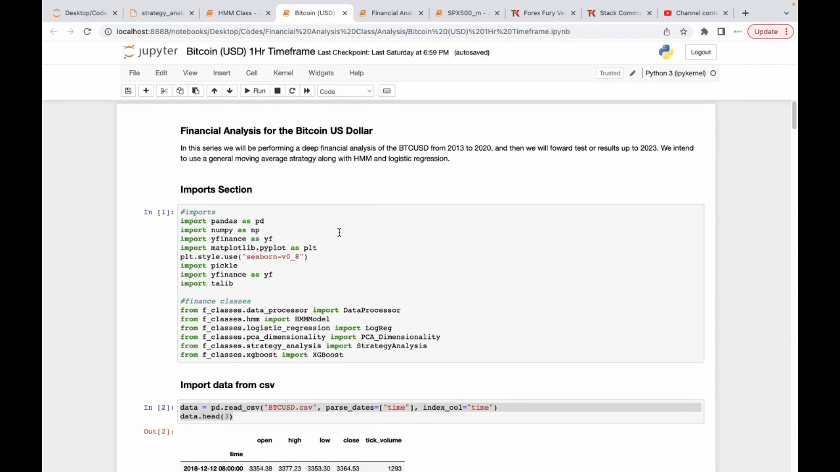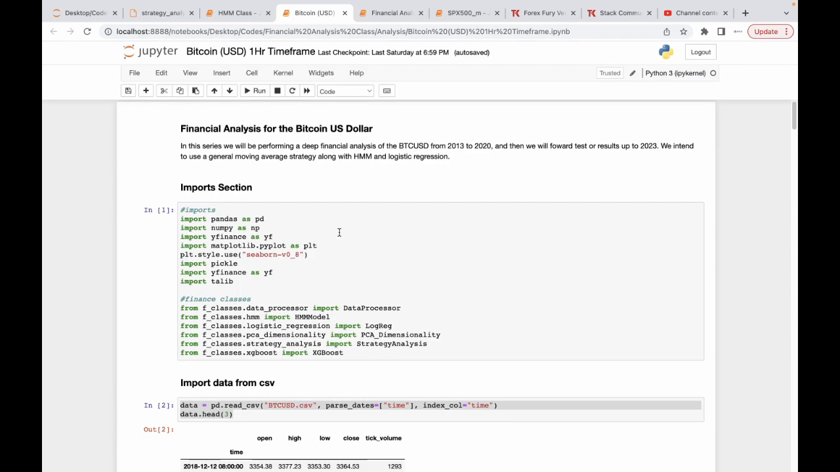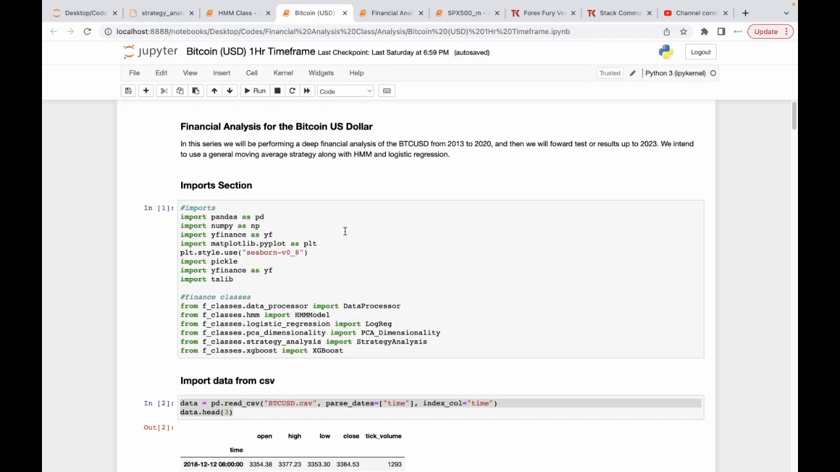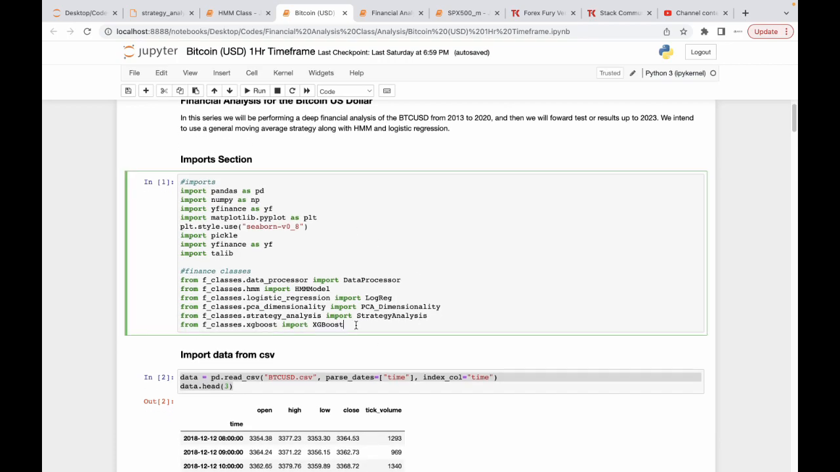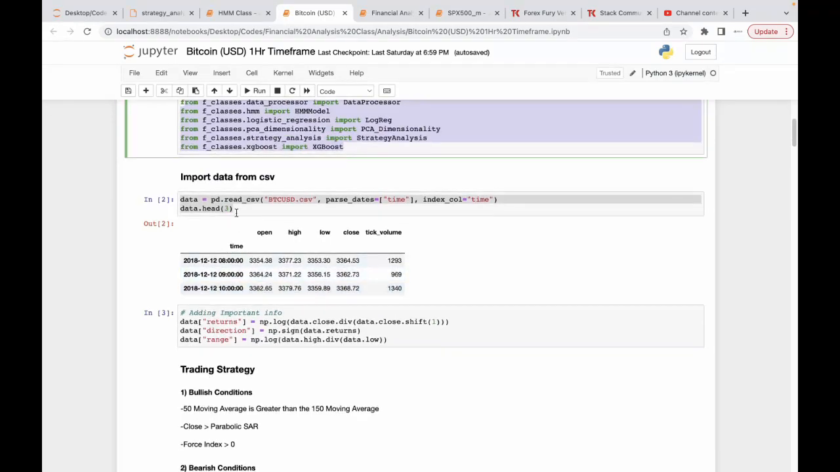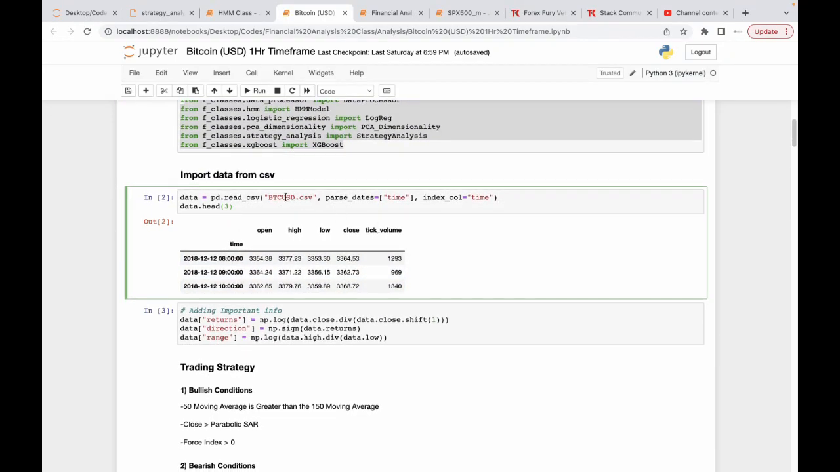And in this situation here, we're going to be using the HMM, okay, which is the hidden Markov models. So what we are going to try to do here is to build a strategy and use the HMM to look for the overall market structure, to see where we can trade and where we cannot trade. Okay, so I imported all my machine learning classes here, and then I imported my data here, which is the BTCUSD.csv.